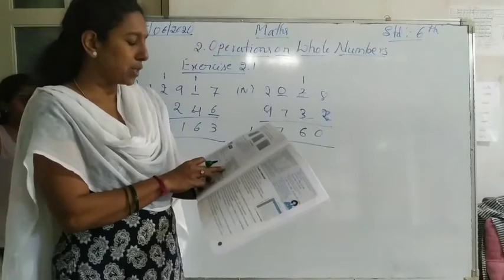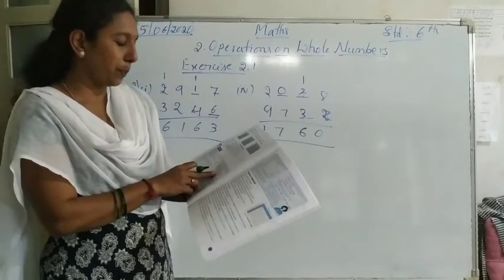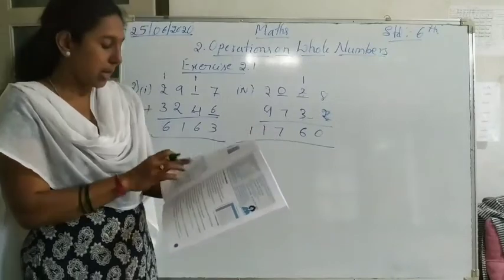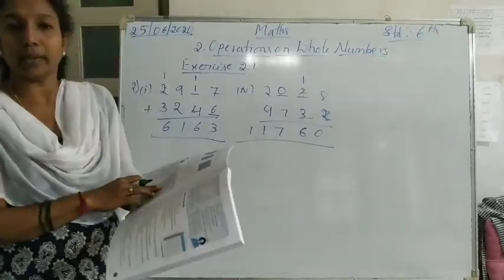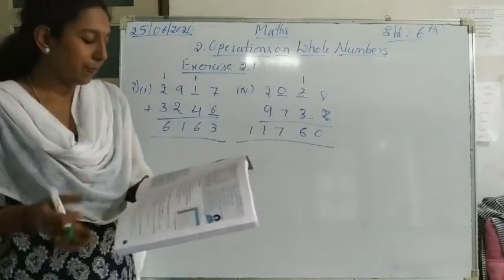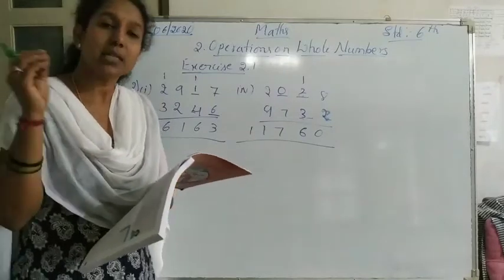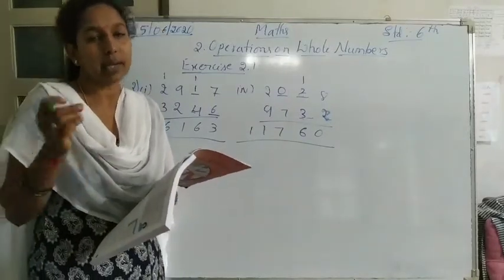Next one is 12 plus 2062. This one, you can add 2062 and 1038 first, and the remaining numbers you can add later. Okay, next, write true or false. If false, correct the statement. So here, if the statement is wrong, you have to correct it and write.